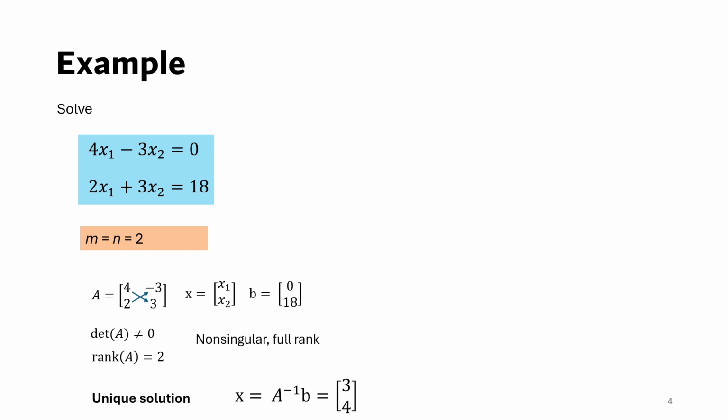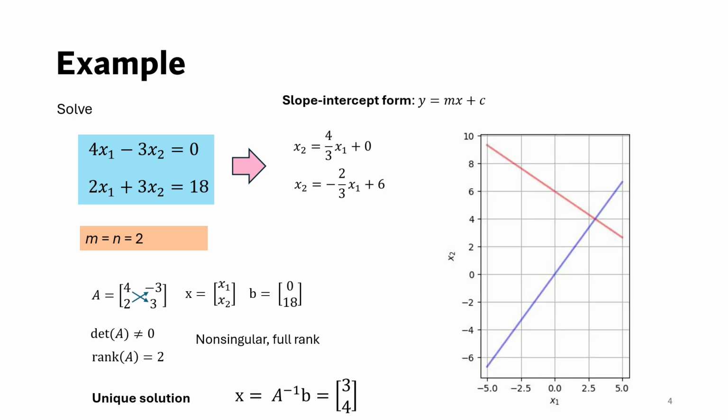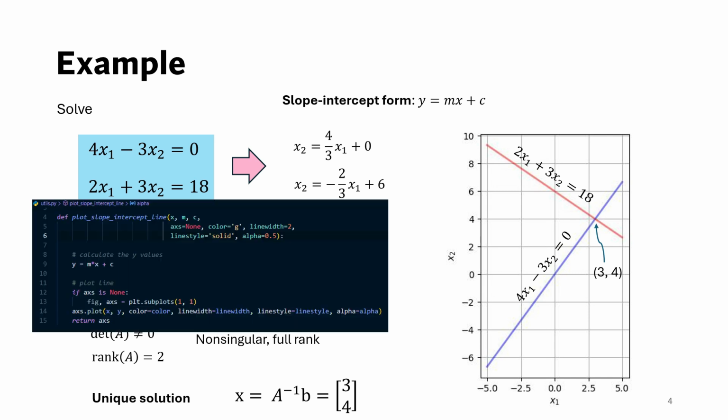Let's try to visualize this system of equations, and we can see that these represent different lines. We can convert these to a familiar slope-intercept form, which is y is equal to mx plus c. If we plot these two lines, we can see one has a positive slope and the other has a negative slope. The point where these two lines intersect is the unique solution where x1 is equal to 3 and x2 is equal to 4.